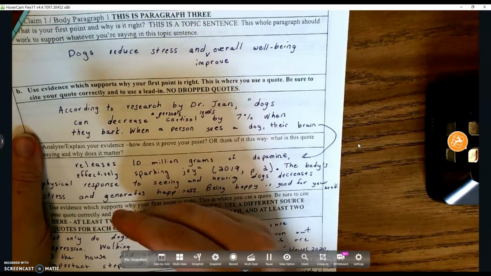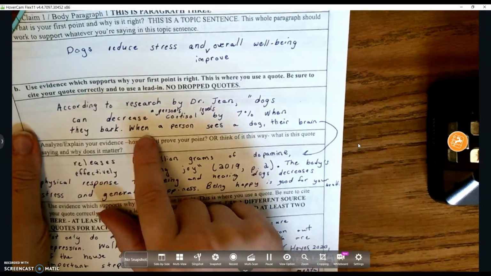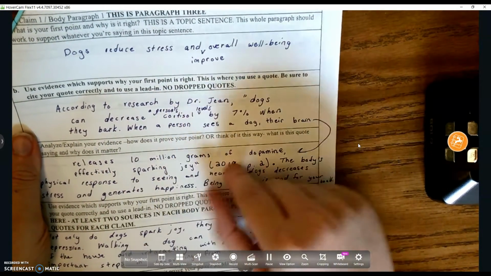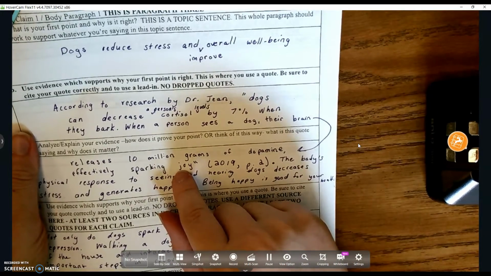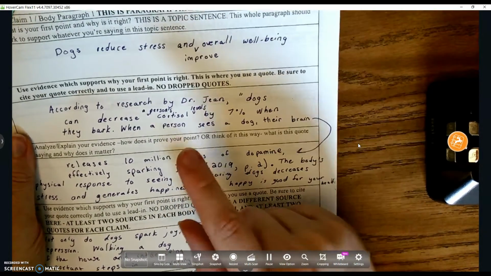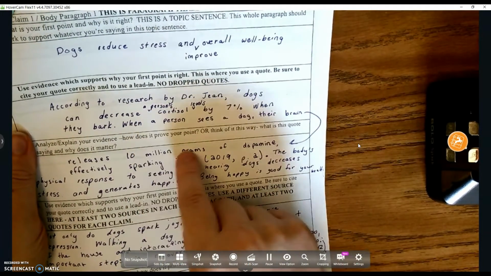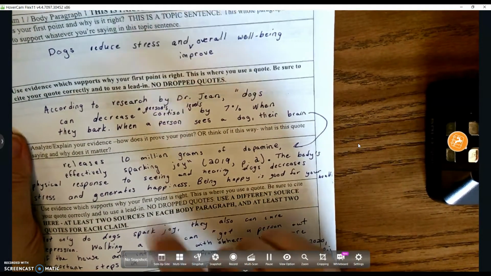Cortisol levels, just for that's the stress hormone. It's what makes you stressed. When a person sees a dog, their brain releases 10 million grams of dopamine, effectively sparking joy. And then I've got the rest of my citation. Fun fact, pretty sure that would kill you. 10 million grams of dopamine. I don't think, either way.